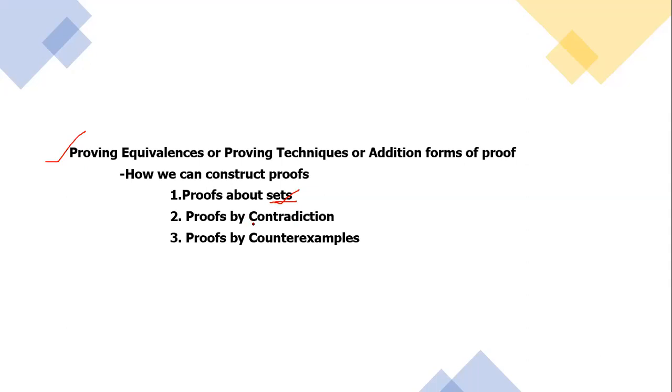Otherwise we can go with contradiction. What is contradiction? The name itself tells you, right? If you take the opposite of the particular statement and prove that the opposite statement is false, then by definition the given statement is true. This is proof by contradiction. We will see one by one. The next one is counterexamples. These are the three ways we can prove a theorem.